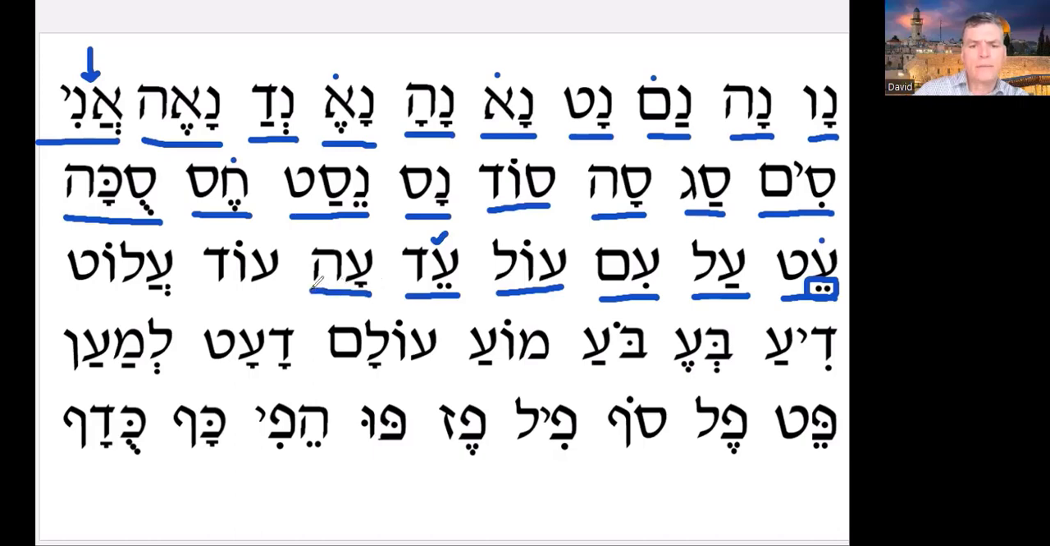Next word, od. This word means a number of things in biblical Hebrew. It can mean still, yet, once, again. Alot. Okay, moving on to line 4.